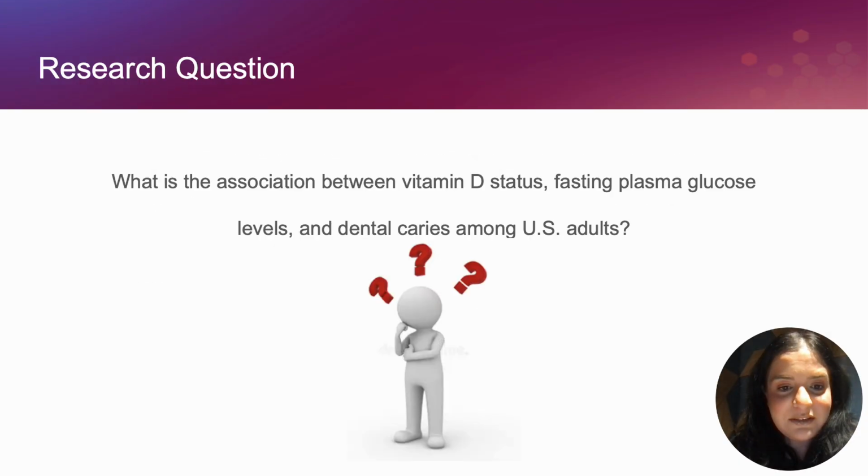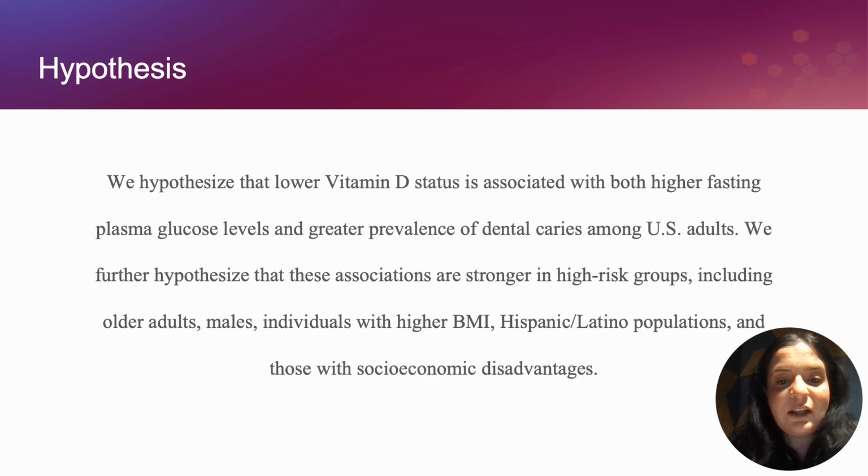So that is why we asked, what is the association with vitamin D status, fasting plasma glucose levels, and dental caries among U.S. adults? We hypothesized that lower vitamin D status is associated with both higher fasting plasma glucose levels and greater prevalence of dental caries amongst U.S. adults. We further hypothesized that these associations are stronger in high-risk groups, including older adults, males, individuals with higher BMI, Hispanic or Latino populations, and those with socioeconomic disadvantages.